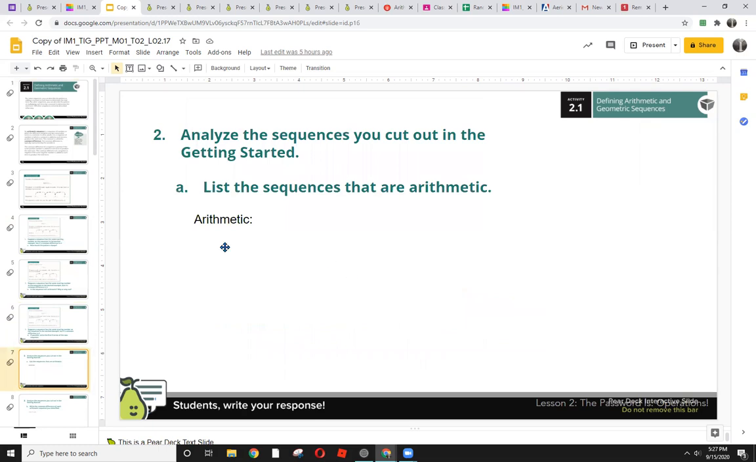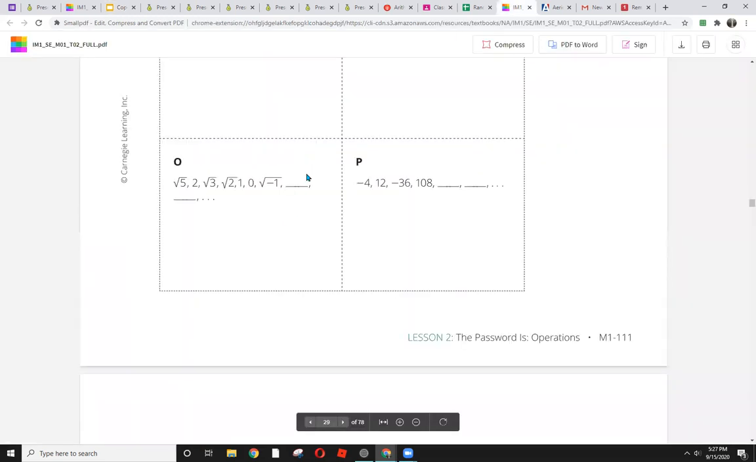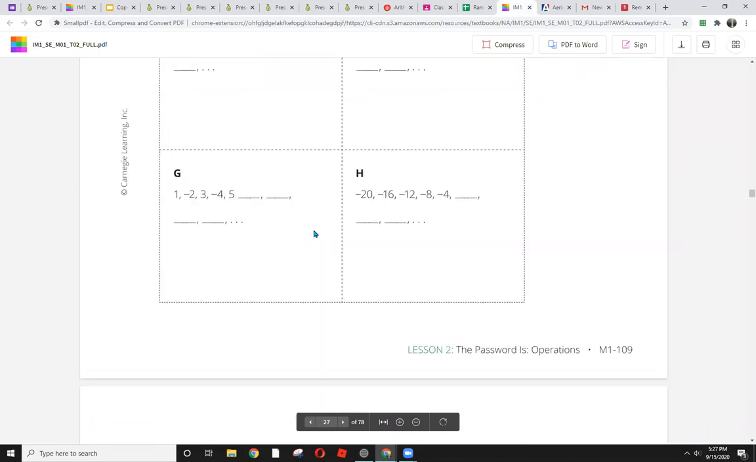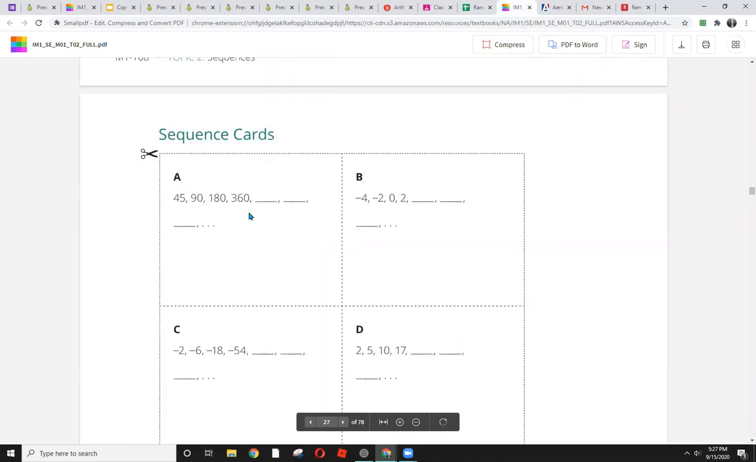On this one, where it's asking you to list the sequences that are arithmetic, you need to look at the slides from yesterday, or you can look in your book on page 109 and page 111. On page 109 and page 111, you have these sequences. These are the sequences they're talking about, so put them by what type of sequence they are.